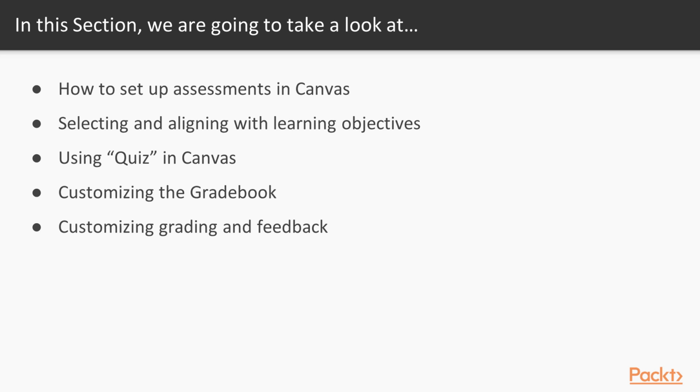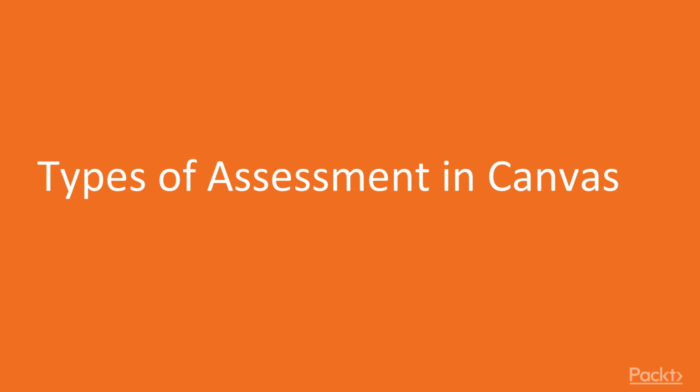So let's get started. In this section, we will learn quite a few things. First of all, we will learn how to set up assessments in Canvas. We'll look at the type of assessments in Canvas and how to select and align those assessments or assignments with learning objectives. We'll learn how to create them. We'll focus in on using quiz in Canvas and take an in-depth look. We'll also take a look at gradebook functions, how to customize the gradebook, and also the best ways to use Canvas for grading and providing feedback. We'll learn how to customize grading and feedback, and we'll learn all about Canvas's wonderful flexibility. So let's start with video 3.1, Types of Assessments in Canvas.